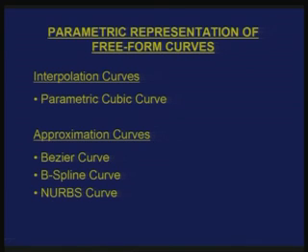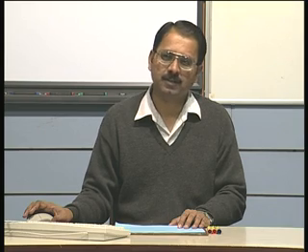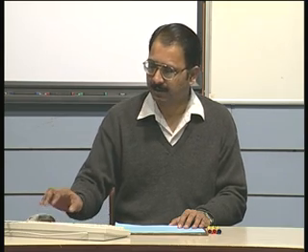So, we will start with that, and subsequently in our other classes we will be looking at approximation curves which are Bezier, B-spline, and of course, the most important curve is NURBS, which stands for non-uniform rational B-splines. This is one curve form which has become almost an industry standard and is in some way a superset of most of the curves which we are going to study.